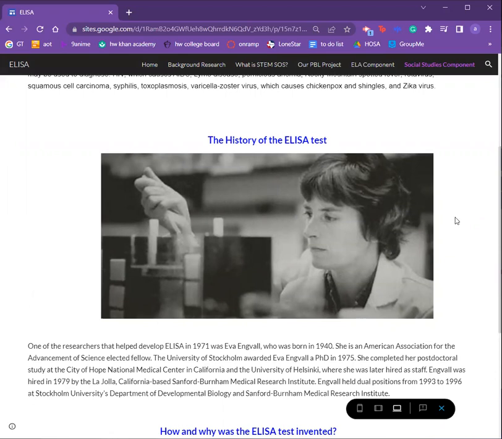She was hired in 1979 by the La Jolla, California-based Sanford Burnham Medical Research Institute. Engvall held dual positions from 1993 to 1996 at Stockholm University's Department of Developmental Biology and Sanford Burnham Medical Research Institute.